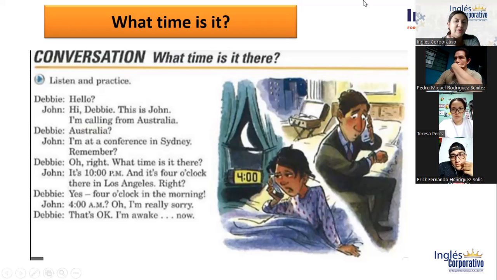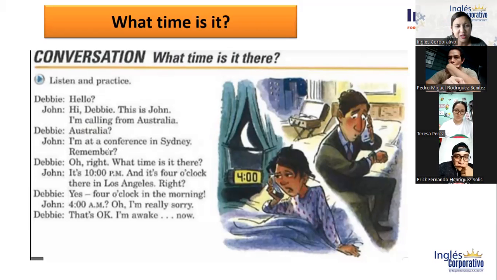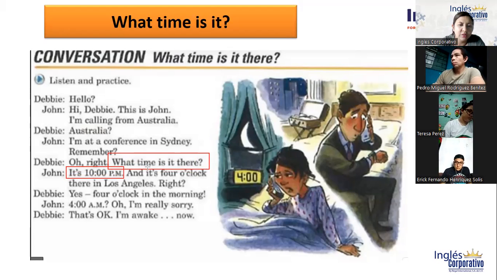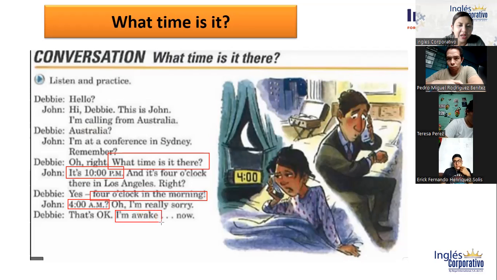And so in this conversation, you can see there are some questions and phrases about time. For example, the first question is, what time is it there? ¿Qué hora es allí? What time is it there? And he answers, it's 10 p.m. And it's 4 o'clock there in Los Angeles, right? 4 o'clock in the morning. 4 a.m. Another expression, I'm awake. Okay.